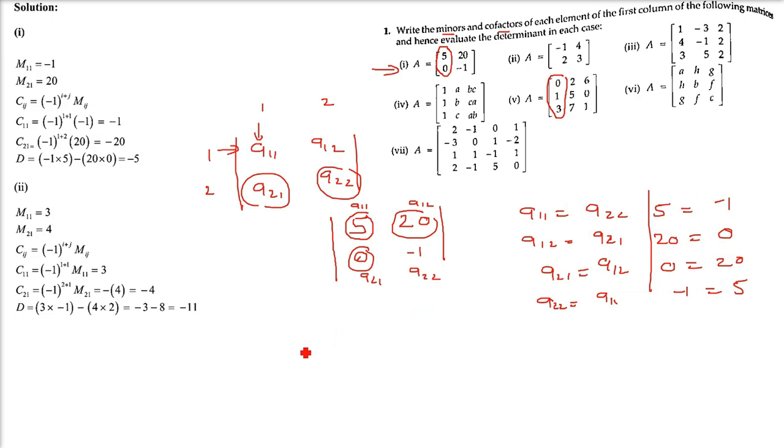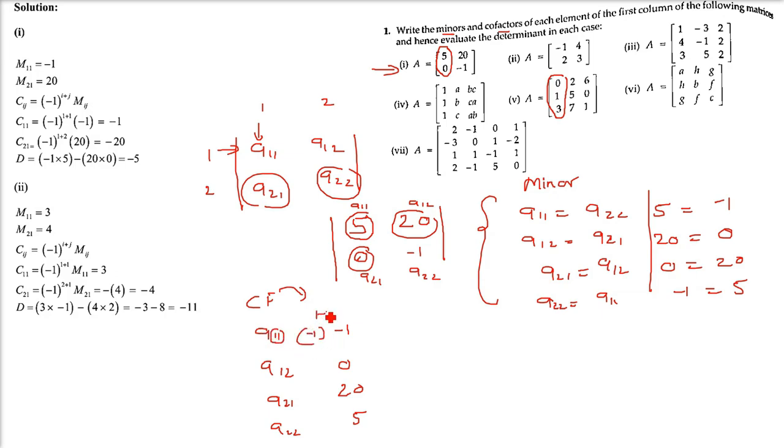Now in order to find the cofactor, we have to include the sign. The minor with its sign is the cofactor. So just write the minors like this: minus 1, 0, 20, 5. Now they have to be combined with the sign, and the sign is minus 1 to the power i plus j, that is, minus 1 to the power row number plus column number. What is the row here? First row, first column. Here, minus 1 to the power 1 plus 1, then minus 1 to the power 1 plus 2, minus 1 to the power 2 plus 1, and minus 1 to the power 2 plus 2.